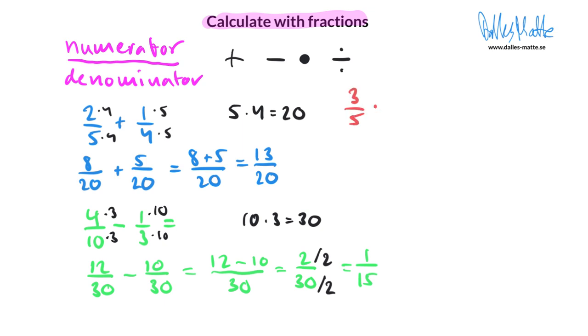3/5 multiply 2/9. Then you just multiply the numerators to each other and the denominators to each other. So 3 multiply 2 over 5 multiply 9. And then we got 6 over 45. And that's the easiest way to answer. We can't divide the numerator and the denominator by anything else. So this is the right answer.